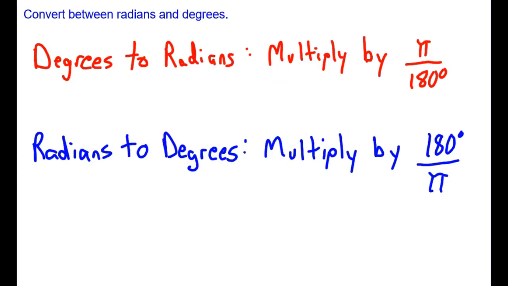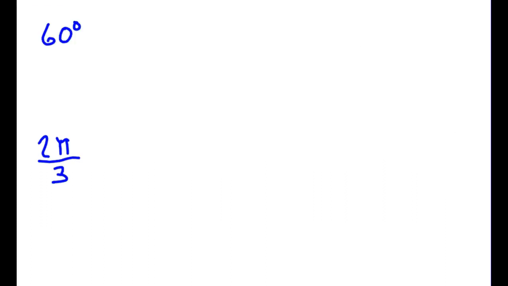Now we're going to discuss how to convert between these two types of measurements. If we're trying to convert from degrees to radians, we have to take our given value and multiply by pi divided by 180 degrees. If we're trying to convert from radians to degrees, we have to multiply by 180 degrees over pi. We multiply this value because this value is essentially 1. Pi radians is equal to 180 degrees. Now we'll go through a few examples.